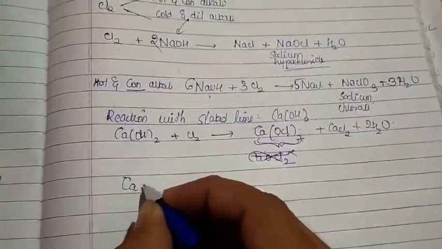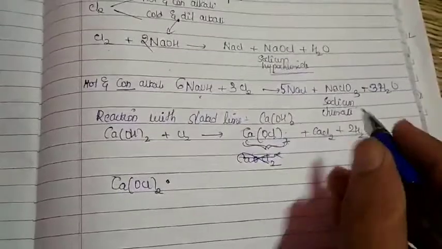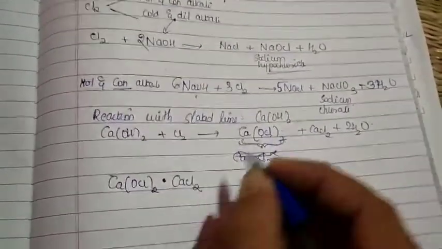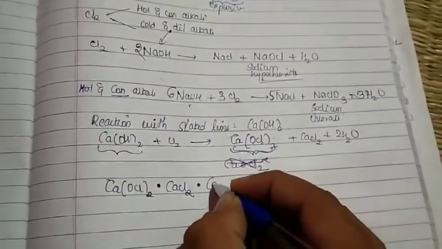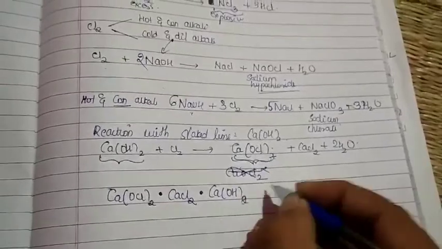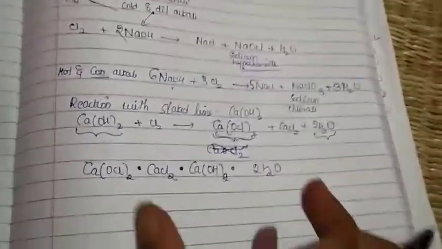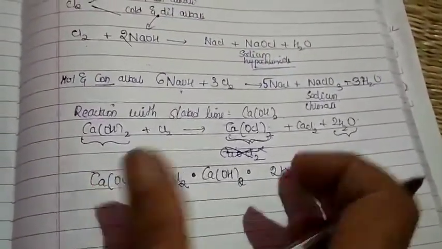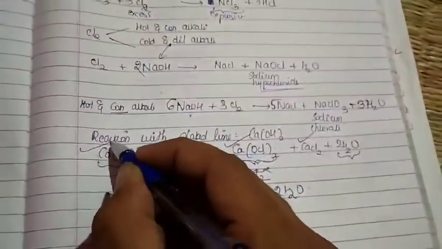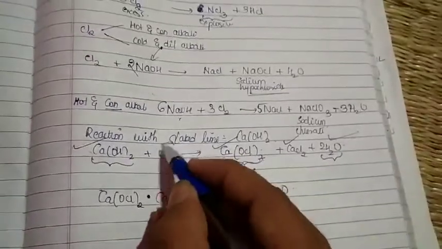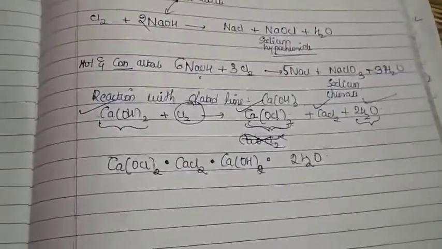Overall, the composition of the bleaching powder is CaOCl2, dot, then CaCl2, dot, then write this part, your slaked lime, Ca(OH)2, dot, and then 2H2O. So this is actually the main overall composition of your bleaching powder. First you wrote calcium hypochlorite, then calcium chloride, then the dry slaked lime, finally your water. Only chlorine has been missed out. So if you remember this reaction, of course you can write the overall composition of your bleaching powder.